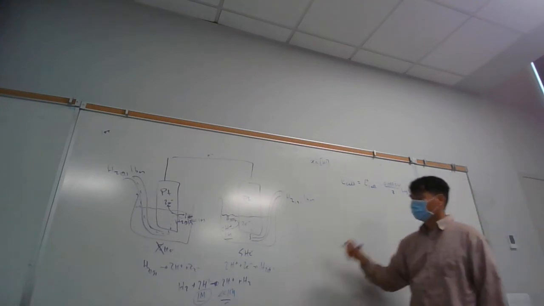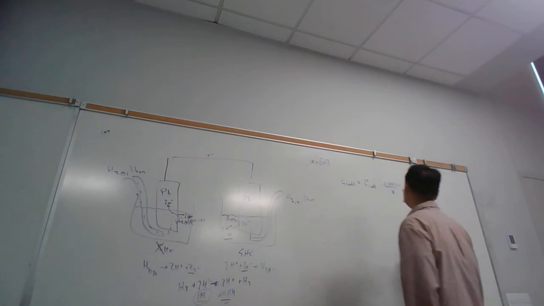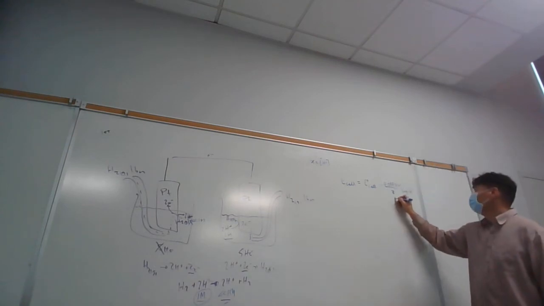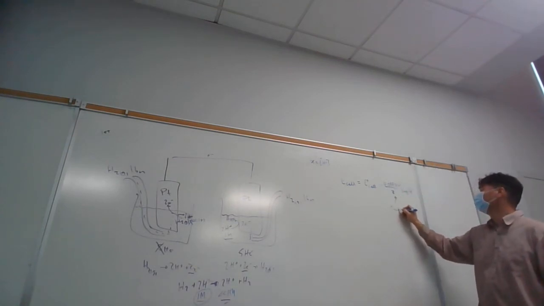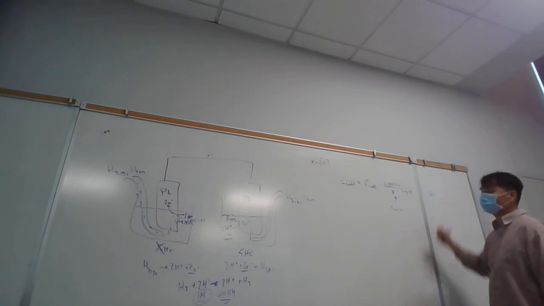Z is going to be 2. There are 2 electrons transferred in the balanced chemical reaction. So Z is 2 moles of electrons. Q is the products over reactants.